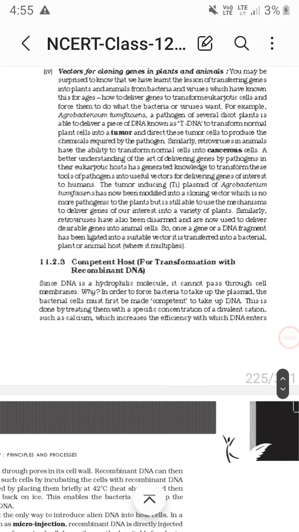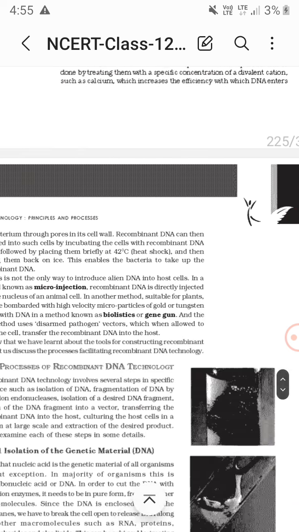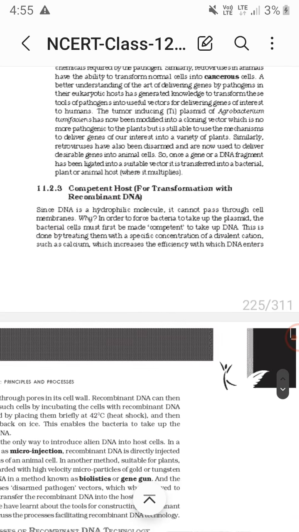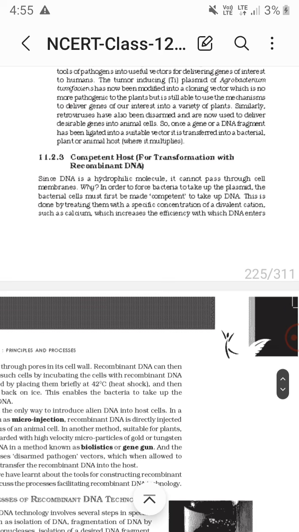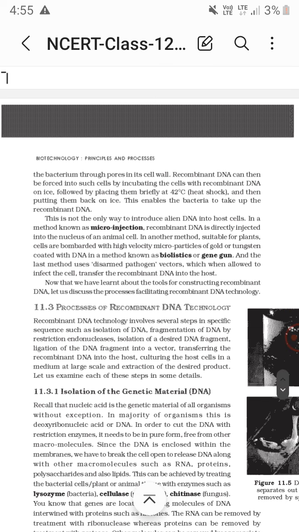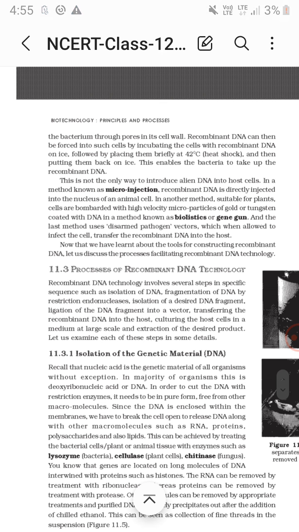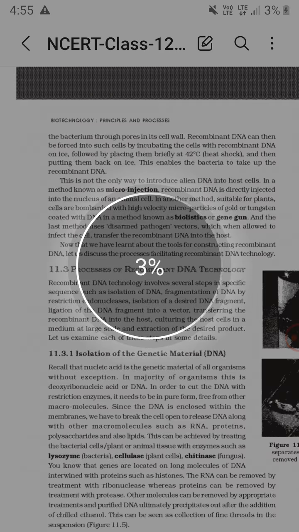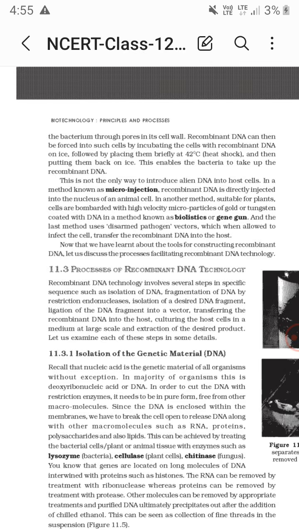Technology principles and processes. So, competent host for transformation with recombinant DNA. The host needs to be competent so that the transformation can be done, and we want to transfer the recombinant DNA. Two methods: microinjection in animal cells, and biolistic or gene gun in plants.